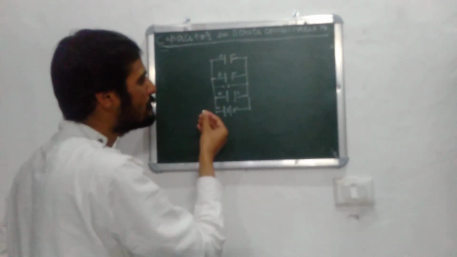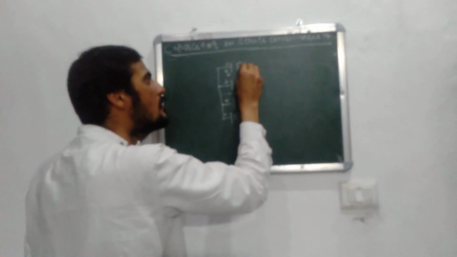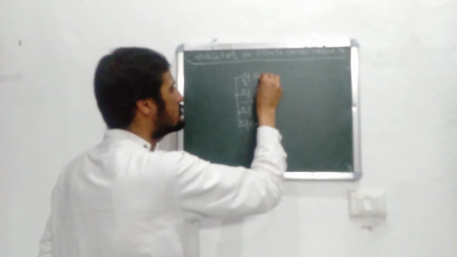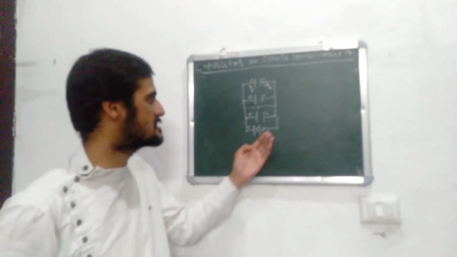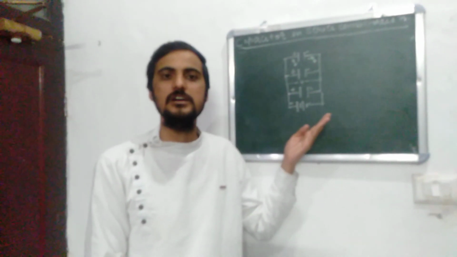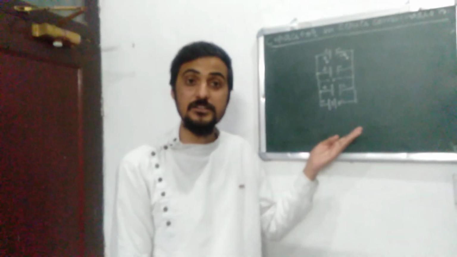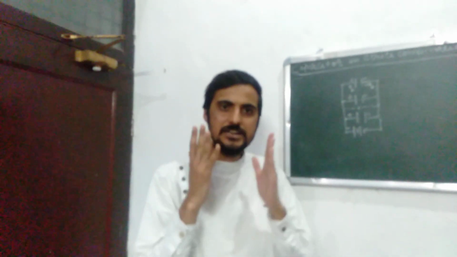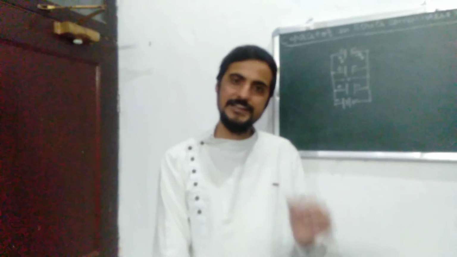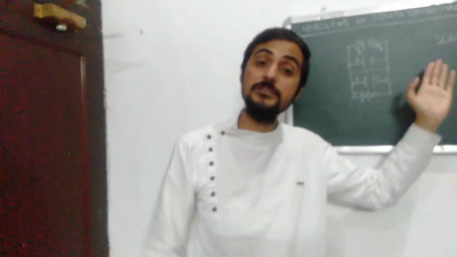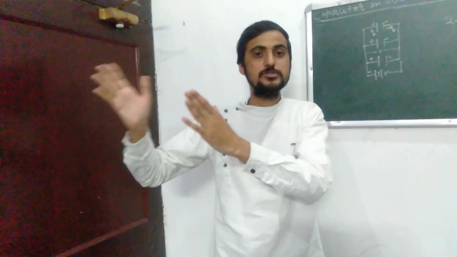What will happen in that case? In the previous case, the potential difference remained different and the charge remained the same. But in this case, the potential difference remains the same, but the charge remains different. How can it be possible? In household electricity, we get 220 volts from the electricity department.